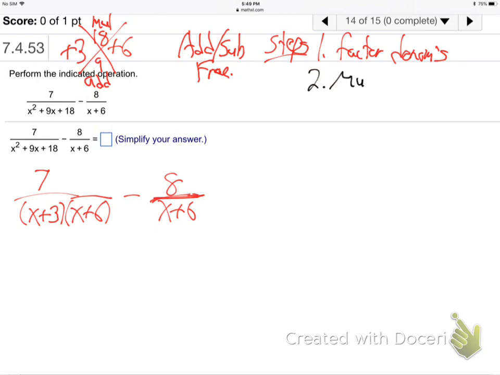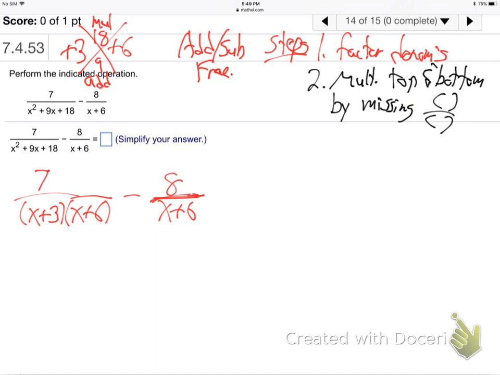Step 2, multiply top and bottom by whatever's missing. Top and bottom. Okay. This guy is missing the x plus 3 that the other guy has. So this guy over here, he's not missing anything. I don't need to give him anything. So now the two denominators, see how they're the same? They both have an x plus 3 and an x plus 6. The order doesn't matter. So step 3 now.